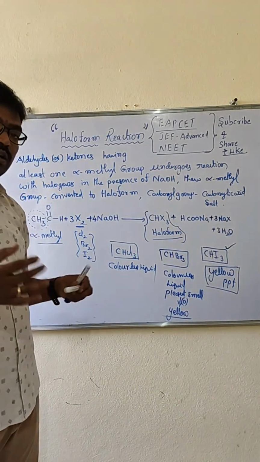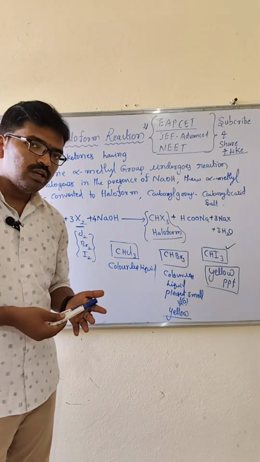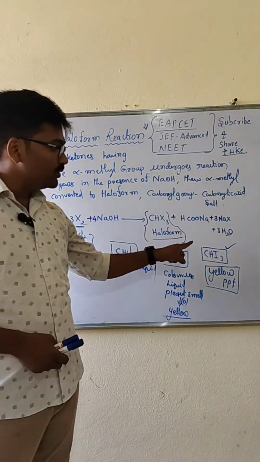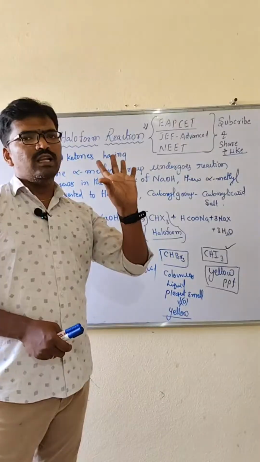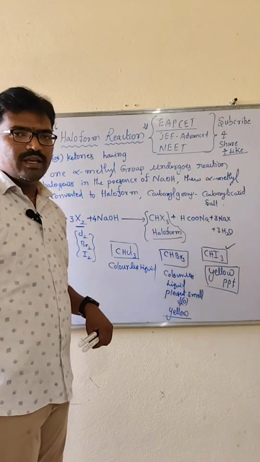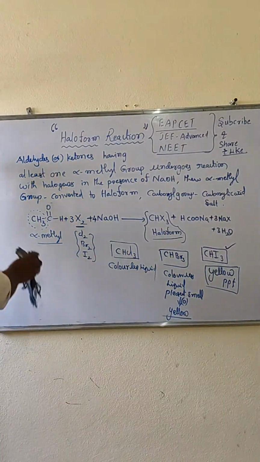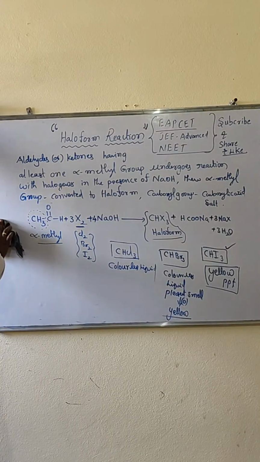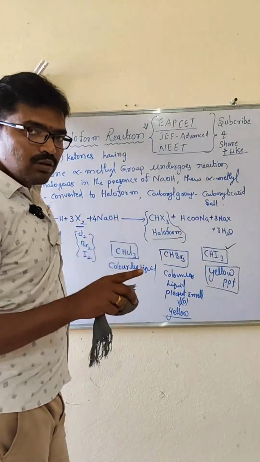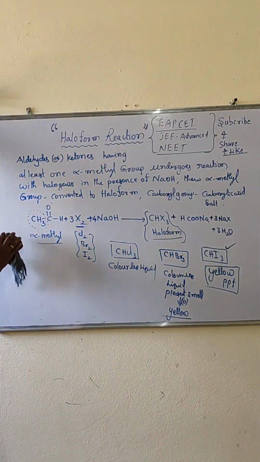So look, I told you why we are calling it haloform. Chlorine also we can use, bromine also, iodine also. Better to use iodine, because a yellow precipitate is clearly visible. So easily identify: yellow is there, a positive test you can get. This test is generally used to differentiate between those which have an alpha methyl group and those which do not. Clear, my dear students?